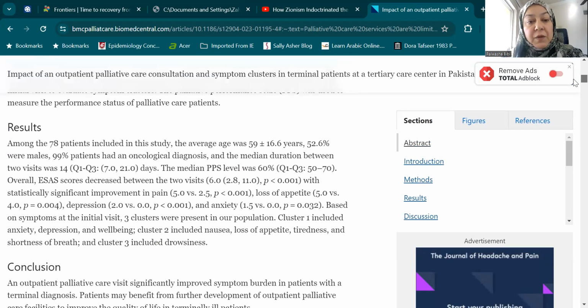Among the 78 patients included in the study, average age was such and such, and the median duration between the two visits was 14 days, and the scale was such and such. And let me see how, based on the symptoms in the initial visit, three clusters were present. Cluster 1 included anxiety, depression, and well-being. Cluster 2, nausea, loss of appetite, tiredness, and shortness of breath. And cluster 3 included drowsiness. This is what they did in that study and the results that they got.